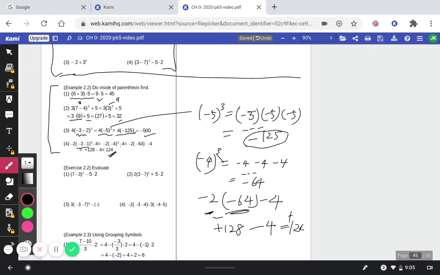Now please pause your video and do the exercise 2.2. When you're done, check your answer with the solution key or answer key at the bottom of each section. Okay. Pause the video now.